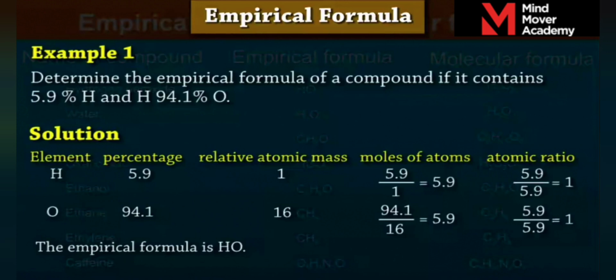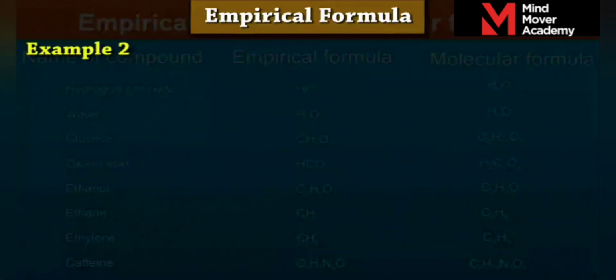5.9 divided by 1 is equal to 5.9, and for oxygen, 94.1 divided by 16 is equal to 5.9. Now we will divide the number of moles by 5.9 to obtain the simplest whole number ratio. So atomic ratio comes here as, for hydrogen, 5.9 divided by 5.9 is equal to 1. For oxygen, 5.9 divided by 5.9 is equal to 1. Therefore, the empirical formula is HO. Let's take the next example.